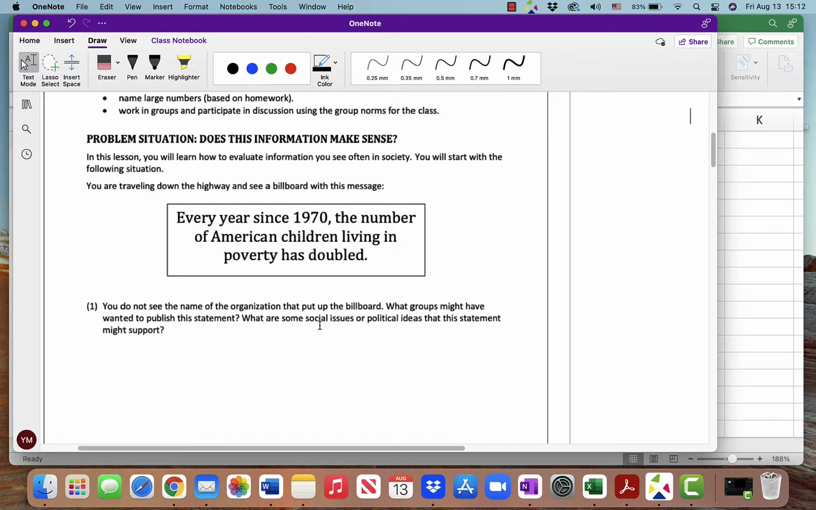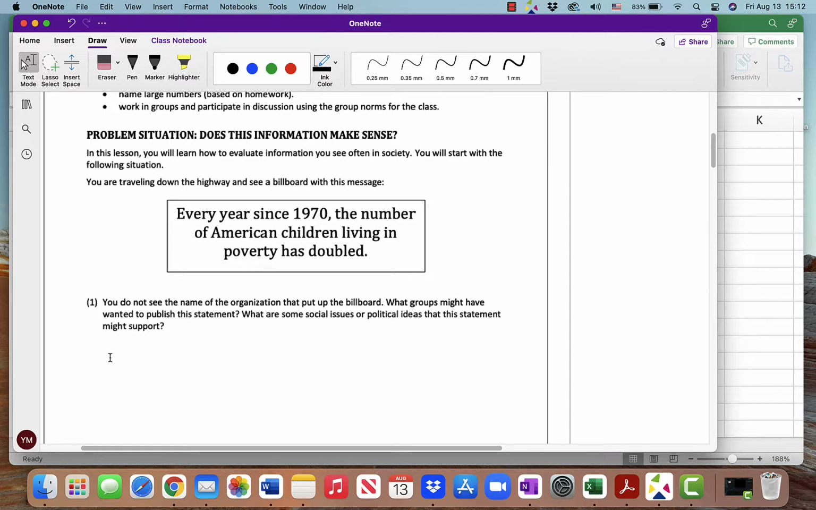So from your list, here are some of the ones that you might have listed. One of them is the Children's Defense Fund. That's one of the organizations. They're dealing with poverty, homelessness, specifically in the United States as it pertains to children.